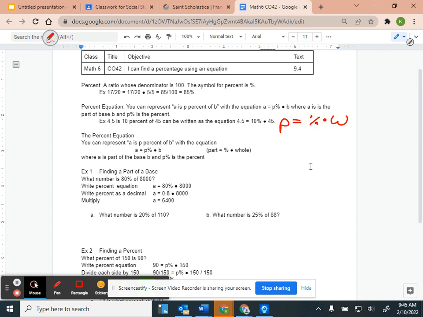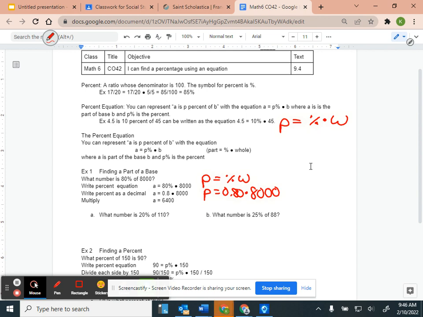Finding a part of a base. What number is 80% of 8,000? We know the "of 8,000" is our whole. We want to know the part. So we want to multiply the percent times the whole. If we're looking for our part, we can fill in that percent as a decimal. 80% is the same as 0.80 times our whole of 8,000.